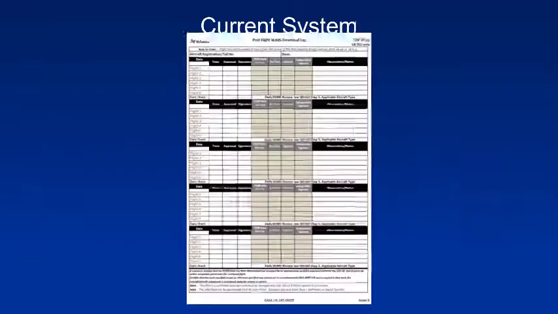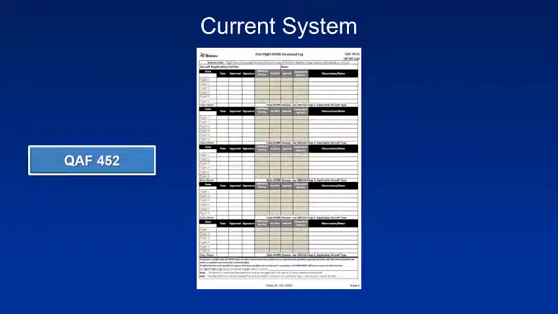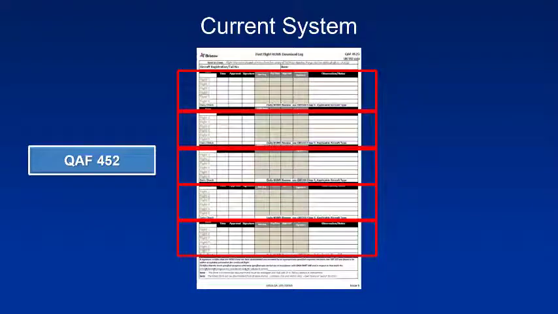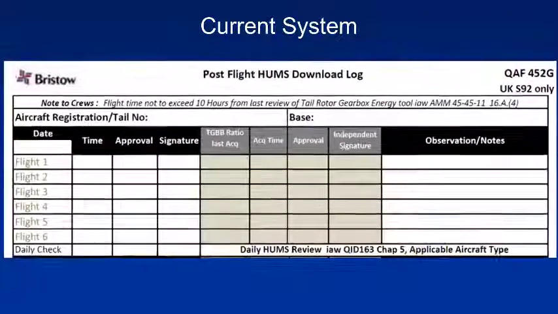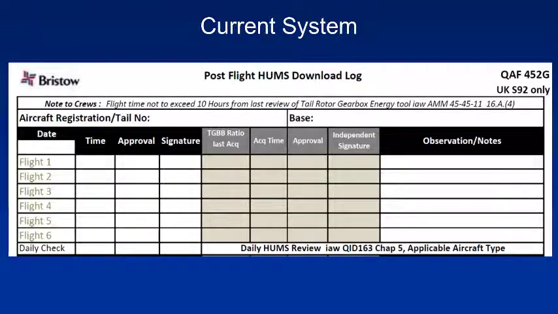The QAF 452 also has issues as it has 5 sections with 1 section per flying day. It can be difficult to tie up a HUMS download with a tech log page. If an aircraft has a close monitor, it is not shown here.